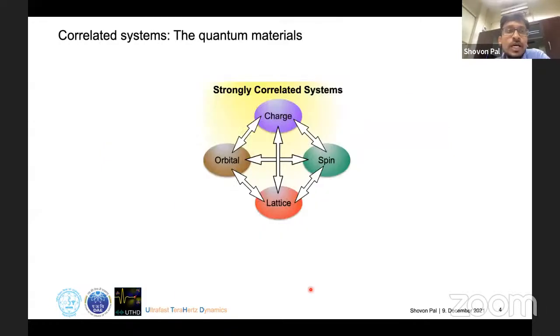Now, when we talk about correlated systems, the very system that comes to our mind is quantum material, and that is basically the theme of this conference, in fact.